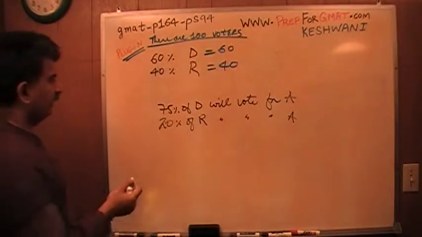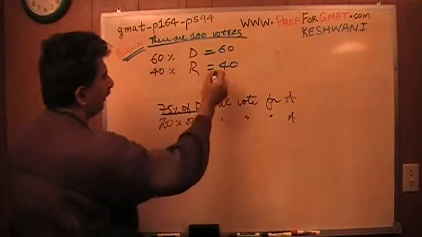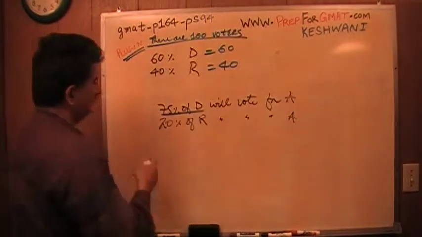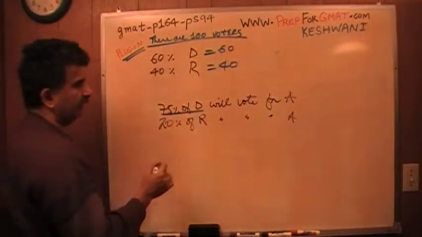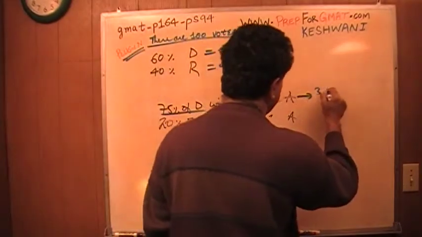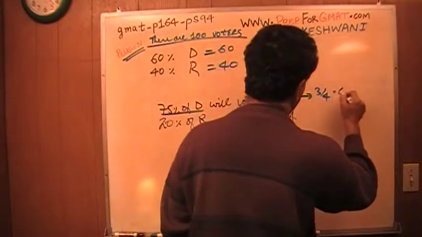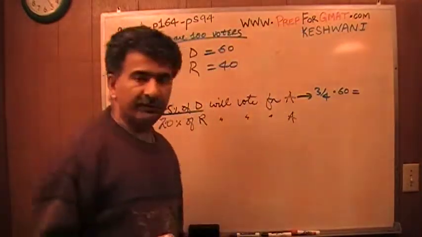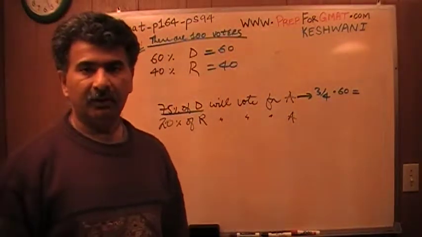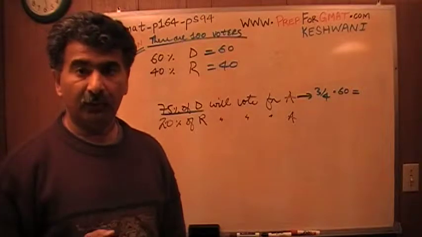All I have to find, we are told that 75% of Democrats voted for the candidate. I have to find what is 3/4 of 60. Let's find here. 3/4 of 60. Well, that's pretty straightforward and simple. I know that 1/4 of 60 is 15. A fourth of 60 is 15.